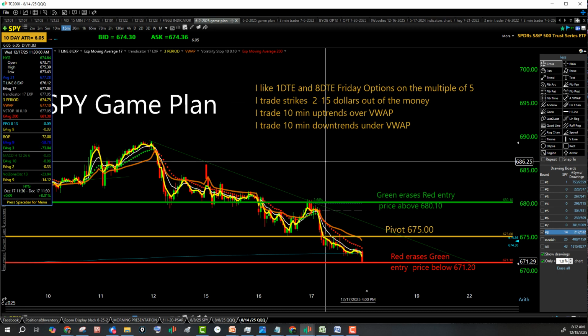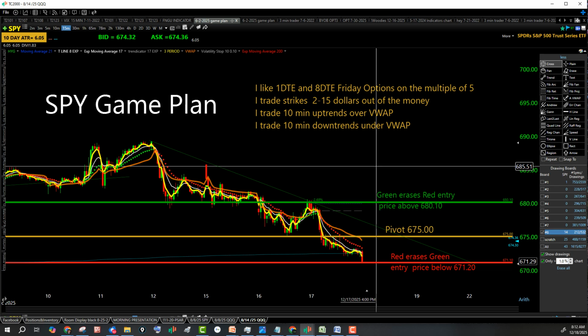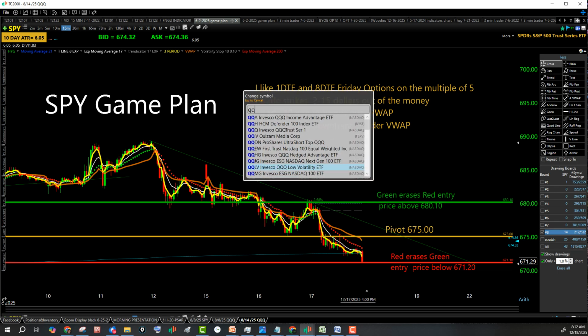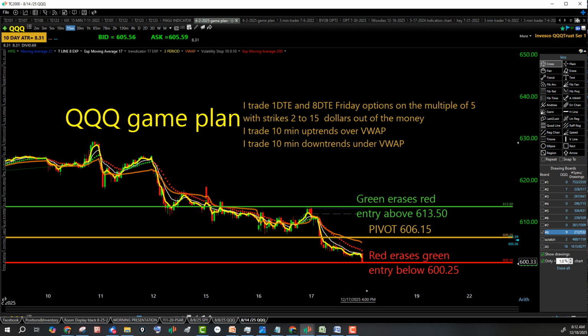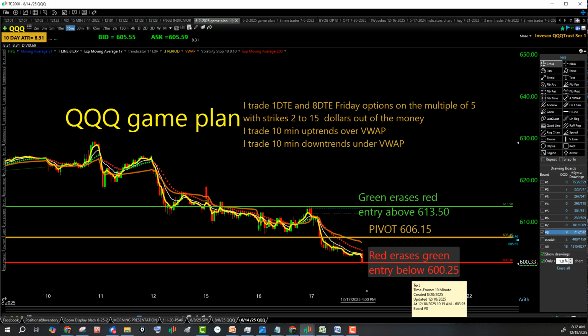All right, well, let's take a look at the pre-market. Actually, let's go over QQQ. QQQ's got a game plan as well. Green erases red over 613.50. Pivot 606.15. Above it, I'm a bull. Below it, I'm a bear. Red erases green underneath 625.